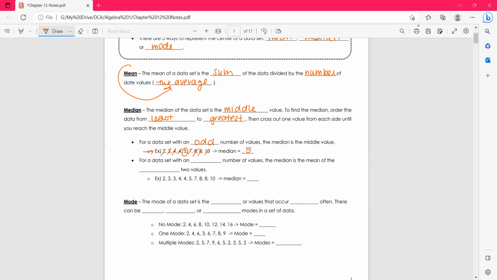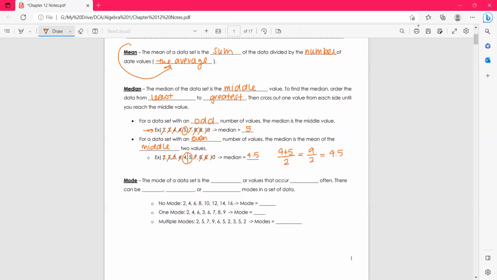For a data set with an even number of values, the median is the mean of the middle two values. Because there's an even number, there won't be a middle number. So we'll see what happens. 2 and 10 cross out. 3 and 8 cross out. 4 and 7 cross out. Notice if I cross out those, there isn't a middle number. So what we have to do is find the mean of these two numbers. So I'll do 4 plus 5 divided by 2 because there's two numbers. 9 divided by 2 equals 4.5. 4.5 is my median. Okay.